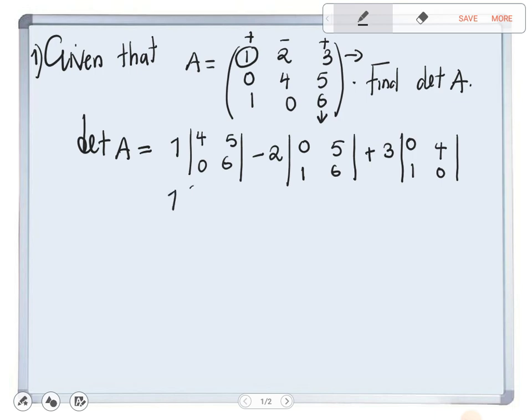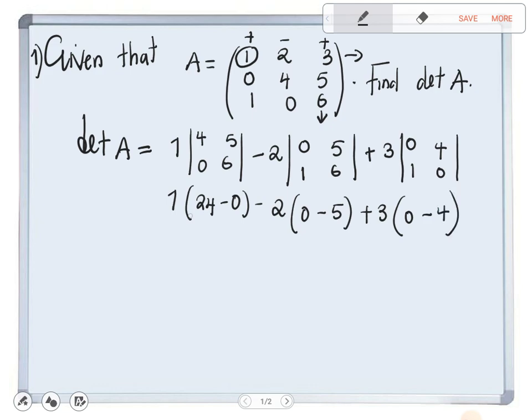How do we find the determinant of a 2 by 2? It's 4 times 6, which gets 24, minus 0 times 5, which is 0. Minus 2 times, 0 times 6 is 0, minus 1 times 5, you get 5. Plus 3 times, 0 times 0 is 0, minus 1 times 4, which is 4. So we get 1 times 24, minus 2 times negative 5, plus 3 times negative 4.